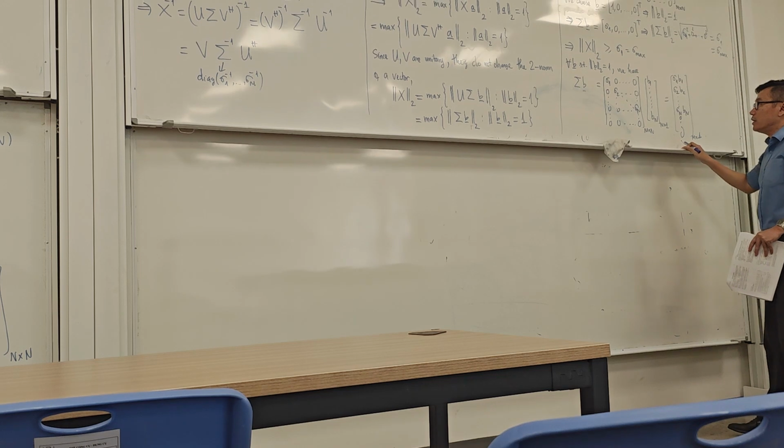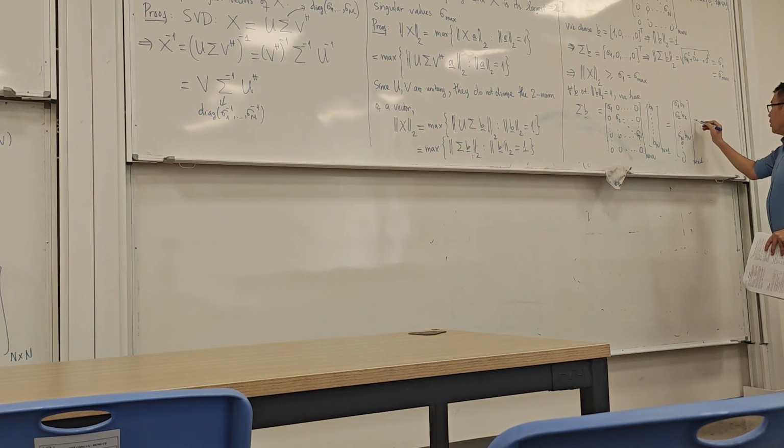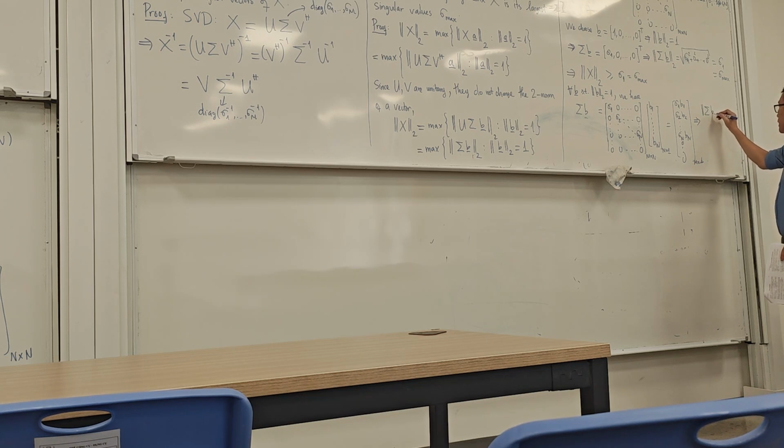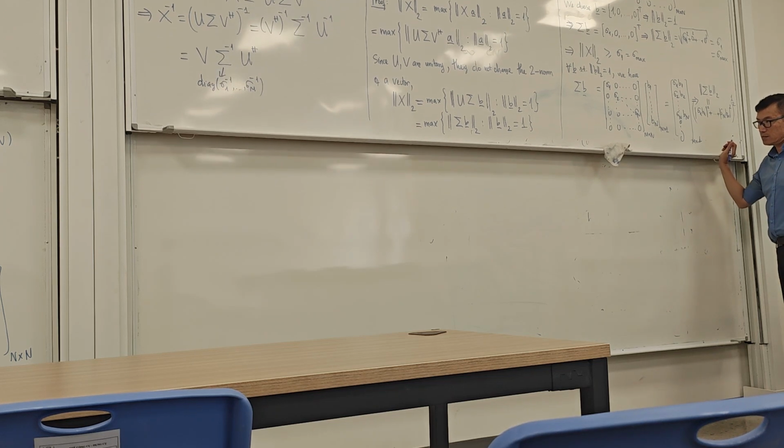Maybe I can write a bit more here. And therefore I have the L2 norm of sigma b. What is it equal to? It is equal to sigma 1 b1. Remember, you have to check the modulus, everyone. Plus so on plus sigma n bn, the modulus squared, all to the power of half.